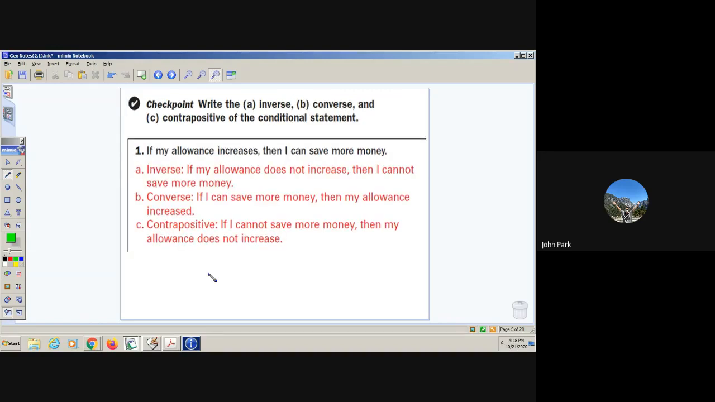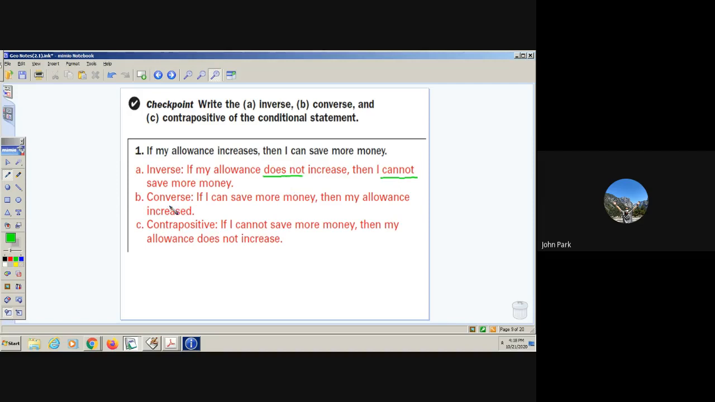All right, did you get it right? So the inverse is putting a not in it, right? So you put, if my allowance does not increase, see how the not is in there? Then I cannot save more money. So inverse is putting a not in it. If there's a not in there already, you just take it out. You're just making the negation, or the opposite, of what it's saying.